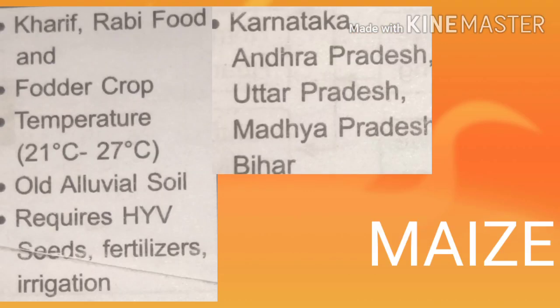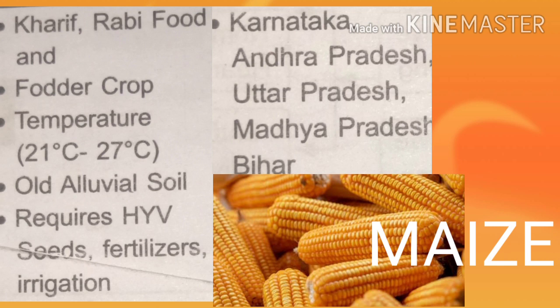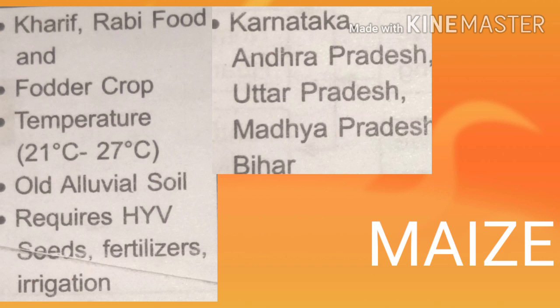Next we are going to see maize. Maize is treated as both a kharif and a rabi crop. In some areas it grows as a kharif crop and in some areas it grows as a rabi crop. It is mainly a fodder crop, that is, it is mainly used to feed animals, and the temperature needed for growth of maize is 21 degrees Celsius to 27 degrees Celsius. It grows very well in old alluvial soil and it requires HYV seeds, that means high yielding variety seeds, fertilizers and irrigation for the growth of this plant. The major areas are Karnataka and Andhra Pradesh.